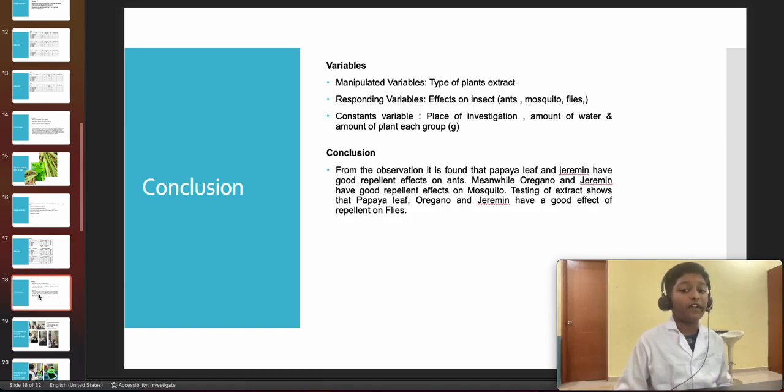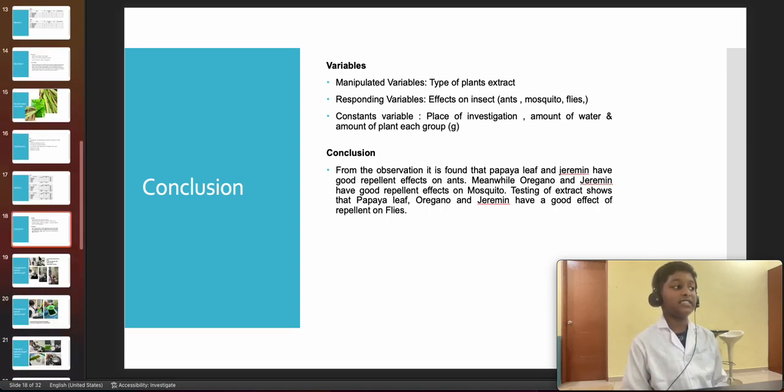My conclusion from the observation is that papaya leaf and Jeremin have good repellent effects on ants. Meanwhile, oregano and Jeremin have good repellent effects on mosquito. Testing of extract shows papaya leaf, oregano and Jeremin have a good repellent effect on flies.